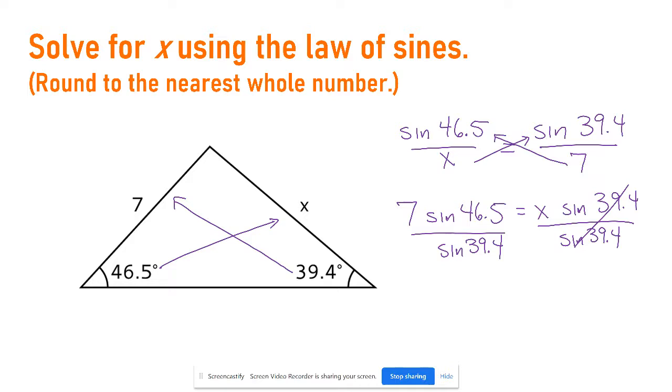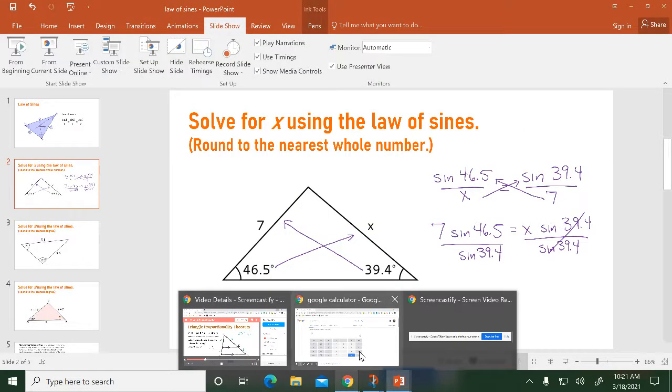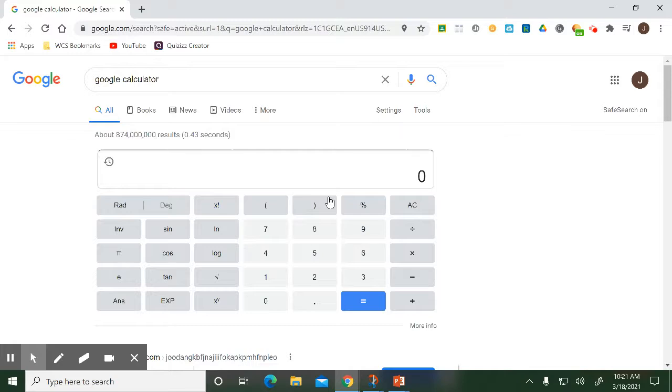But now obviously I've got something that's a lot more complicated and I need a decent calculator to work this out. I'm going to use the Google calculator because that's what I've got handy and that's what everybody has available. You are free to use other scientific calculators for this. But what I had was 7 times sine of 46.5 divided by sine of 39.4.